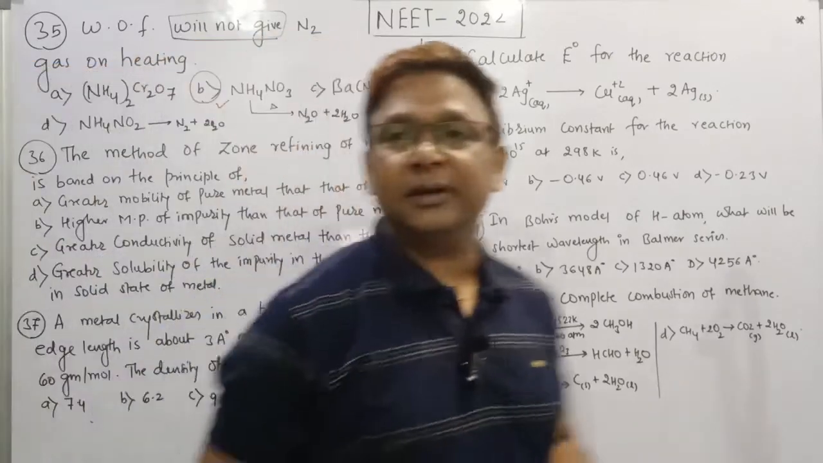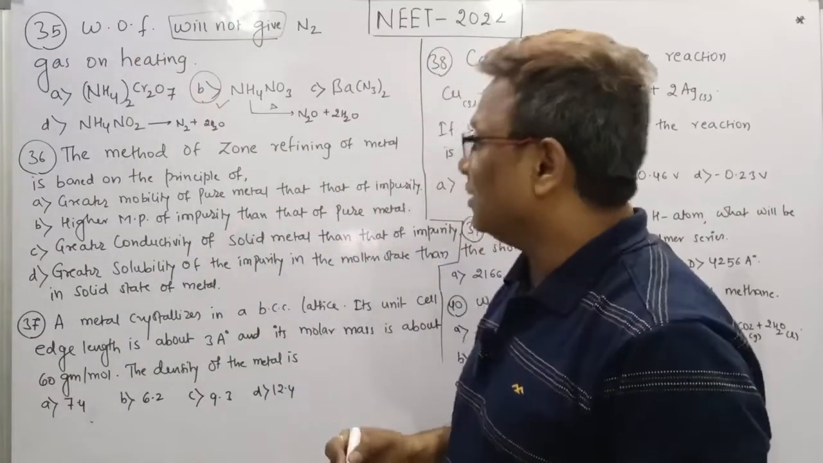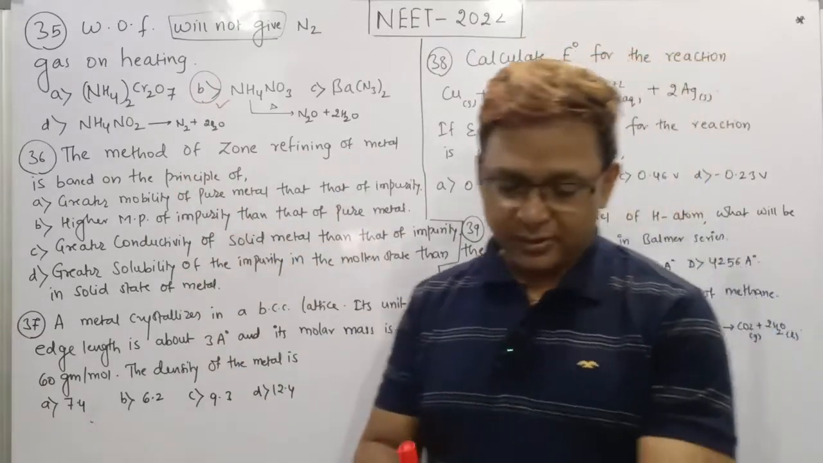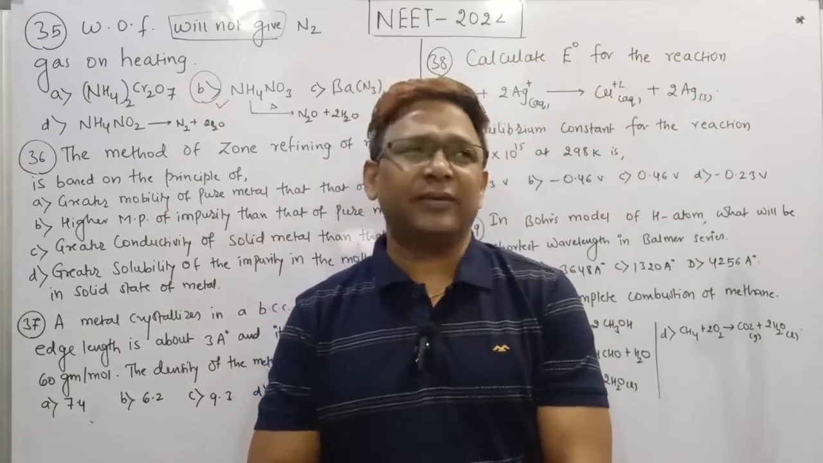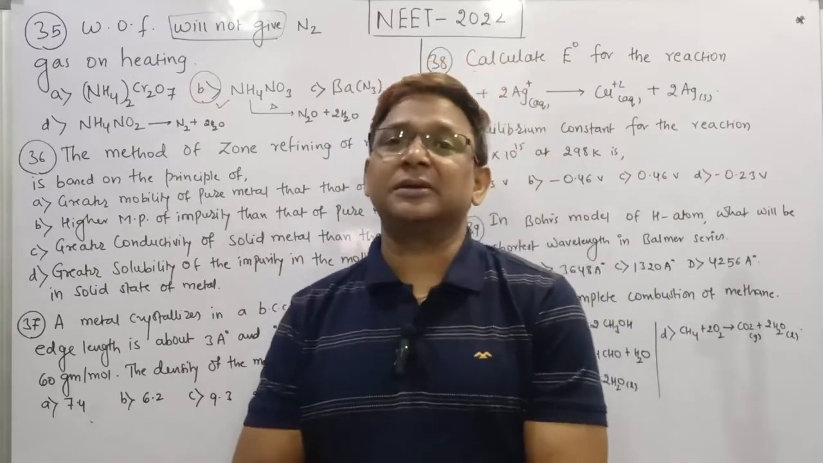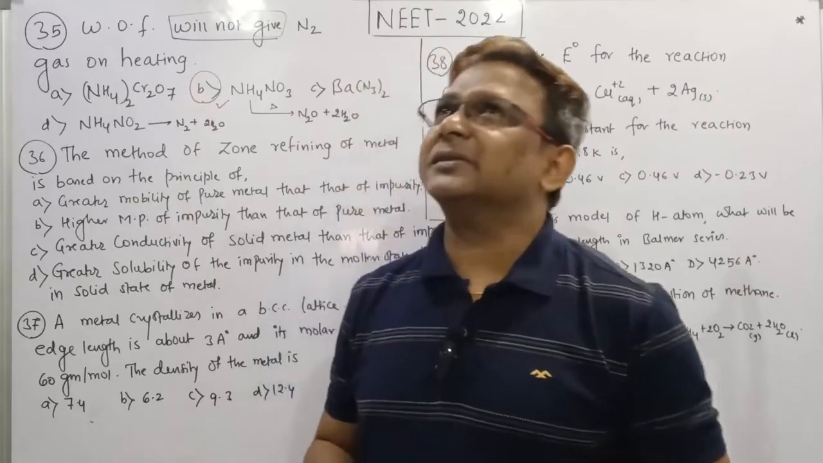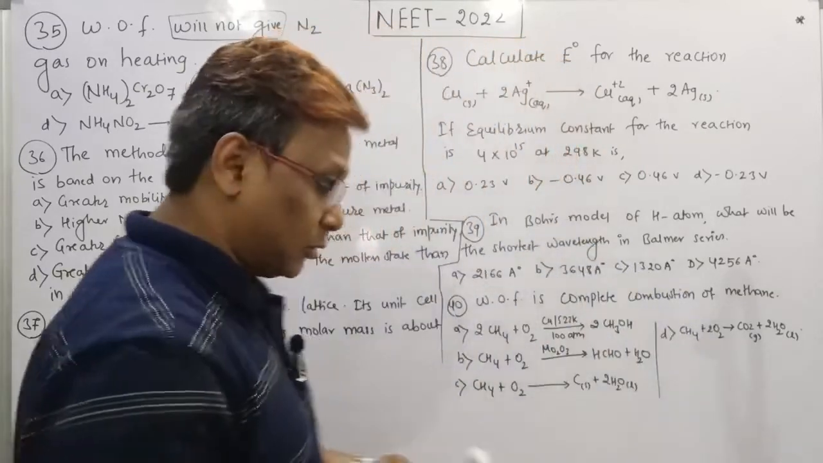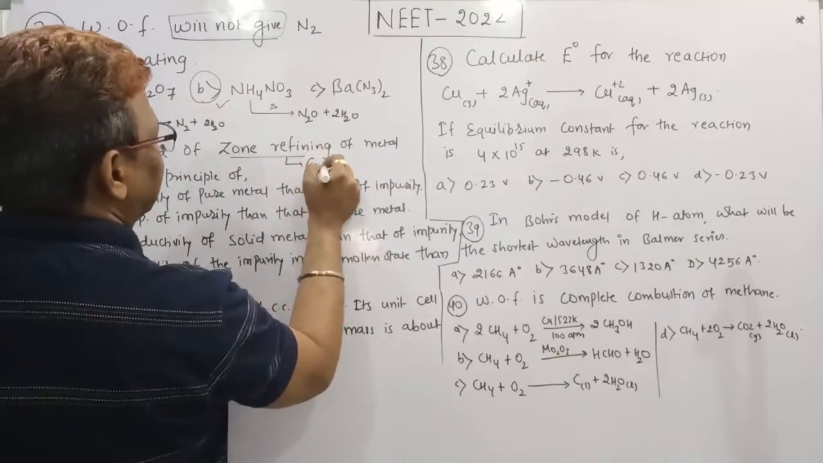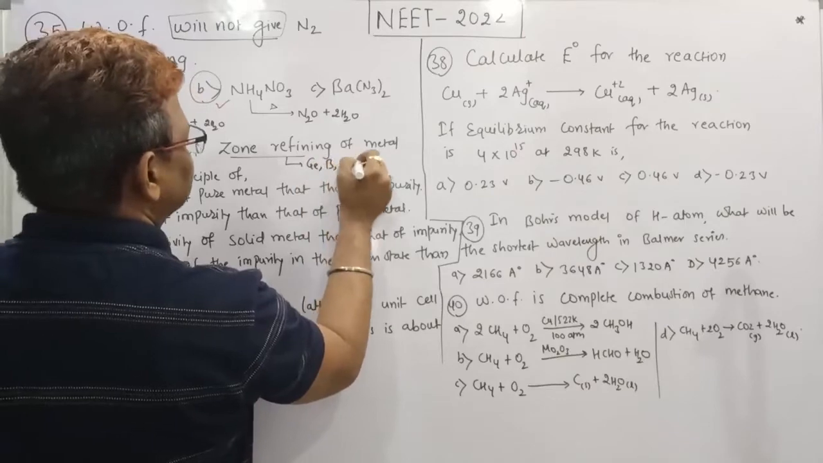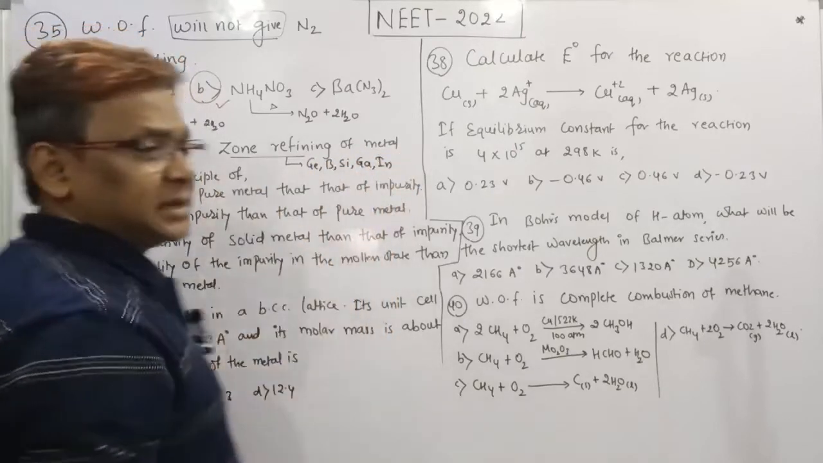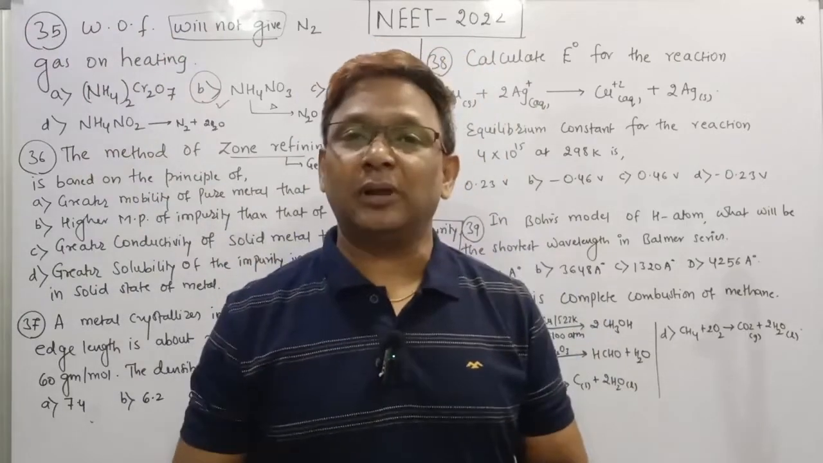Come to question number 36. The method of zone refining of metal is based on the principle of... you know what the method of zone refining is, it is used to prepare ultra pure metal, semiconductors, ultra pure metal. That means germanium, boron, silicon, gallium, indium. These kinds of metals can be purified with zone refining.